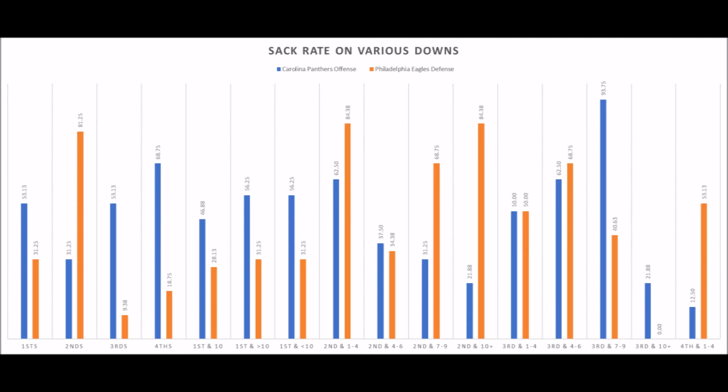Second down seems to be a big disparity between the amount of sacks the Panthers allow. In fact, most of the sacks the Panthers allow are on second down, and most of the sacks that the Eagles defense gets are on second down. So that's a key matchup to watch.